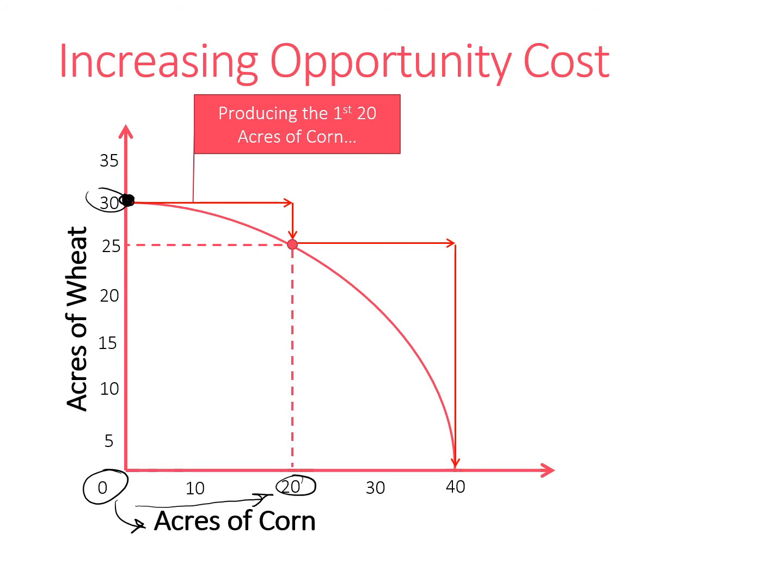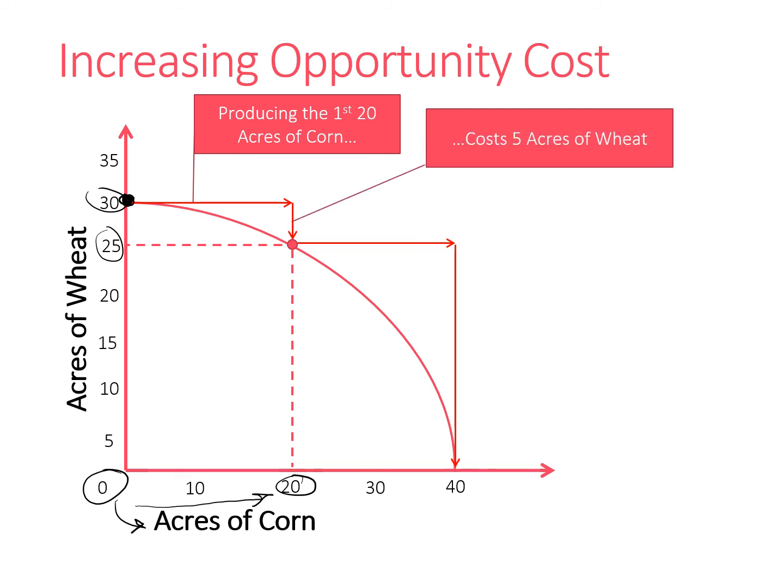Now, to do that, if we want to stay efficient, we're going to have to give up some of our wheat production. The only way we can produce more of one good is by producing less of something else. So we're going to have to give up some of that land that's being used for wheat in order to get more corn. But you'll notice that the first 20 acres of corn only costs us 5 acres of wheat. So going all the way over here on our x-axis only costs us that much on our y-axis. Let's say it's a pretty good trade-off.